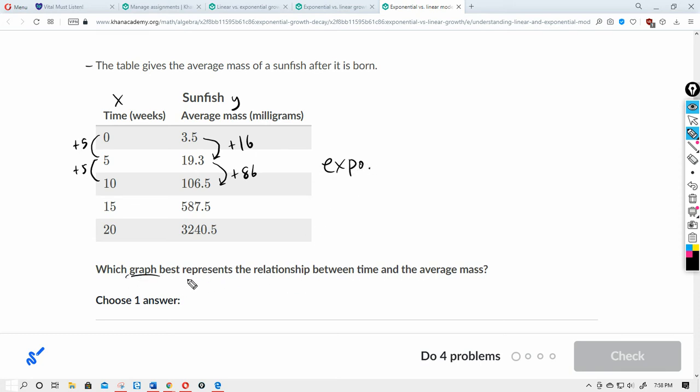Okay, and here we're looking at the graph. So we know the graph is going to be a curve. Okay, I'm not saying it's always going to curve up. In some cases, it may curve down. Okay, but exponential is always going to be a curve. The graph is a curve.